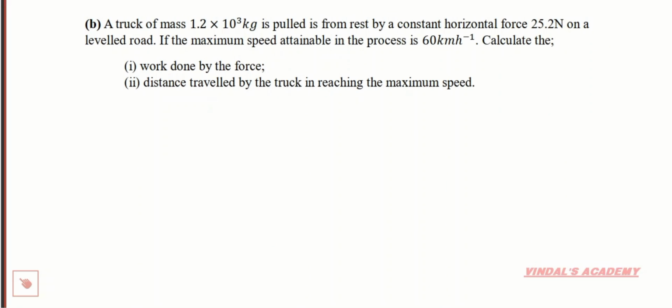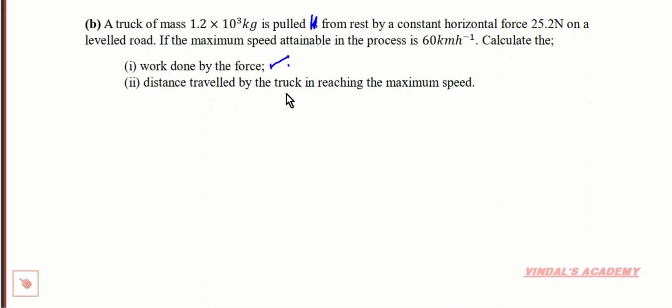Number 9B. All right, we have that a truck of mass 1.2 times 10 raised to 3 kg is pulled from rest by a constant horizontal force of 25.2 Newton on a level road. If the maximum speed attained in the process is 60 km per hour, calculate the work done by the force.